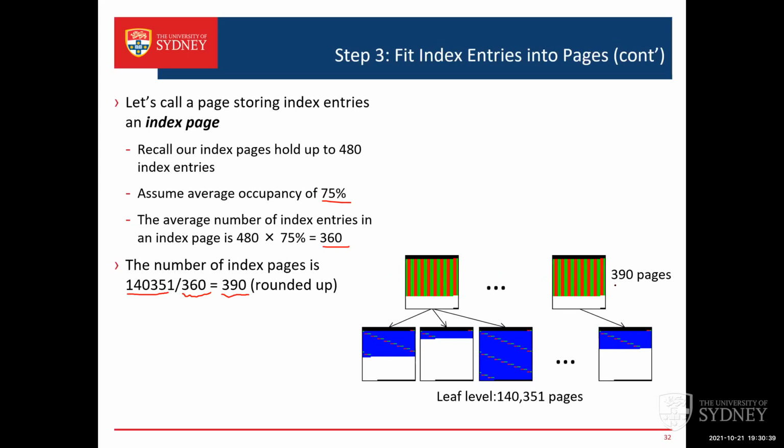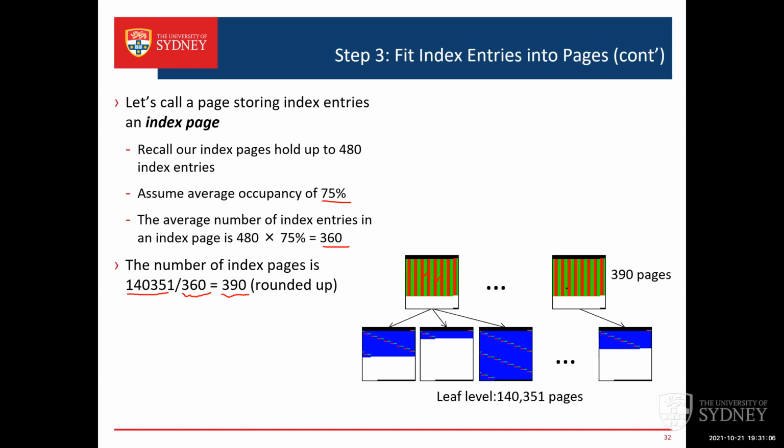Yep, someone is asking why 75%. That was the assumption that we had, that some pages might be empty because we deleted something or we updated something. Okay. So not all the pages will always be 100% full. Some pages could be 100% full, some pages could be 75%, some pages could be 50% full. So on average, we assume that each page will be 75% full.